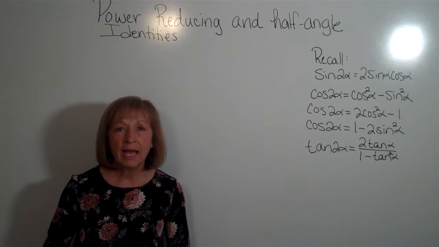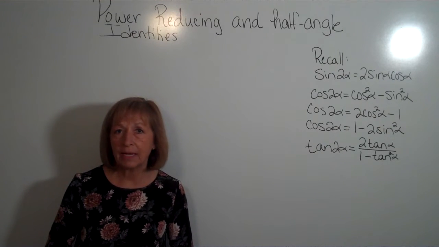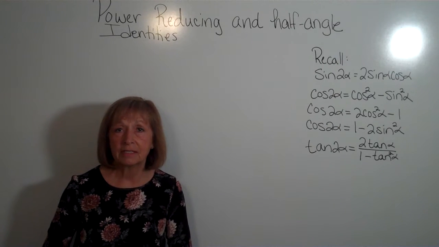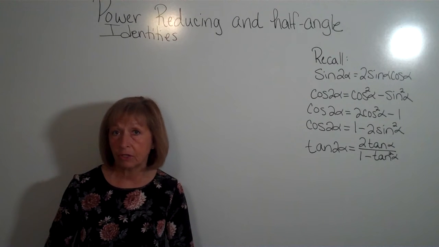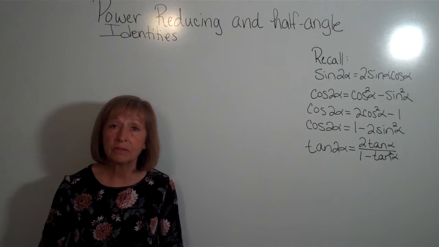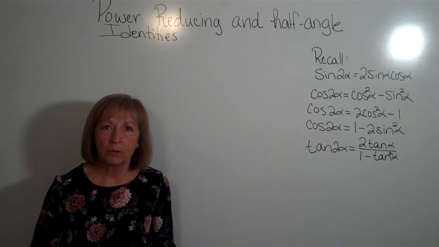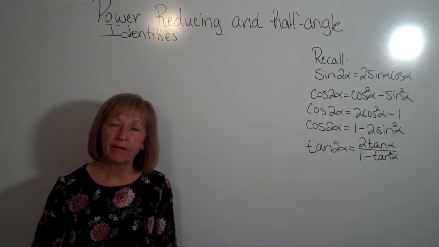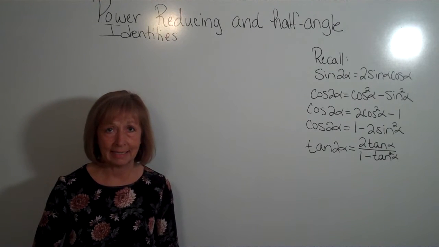Because remember, once we had the identity for the sum of two angles, we were able to say, well, if we know what the identity for the sine of the sum of two angles, or the cosine of the sum of two angles, or the tangent of the sum of two angles is, we could just make both angles the same and then develop and simplify what would be the double angle identities.